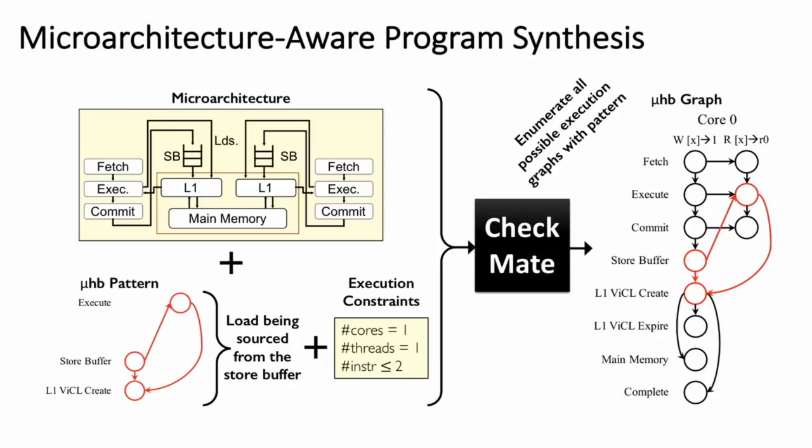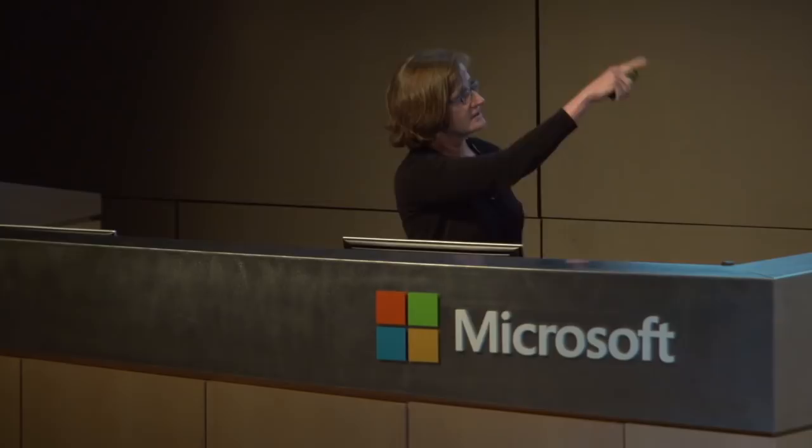So you take your microarchitectural axioms, you take a pattern that you're looking for, and you take some constraints on the number of cores, the number of threads, the number of instructions to keep things tractable, and you send that into our tool Checkmate. Again, it enumerates possible execution graphs that A, are acyclic, and that B, show this pattern. And now I think you can see that this is a case where automation is a huge brain helper. You would hate to have to stare at complicated graphs and look for that pattern in them. You want some help with this.